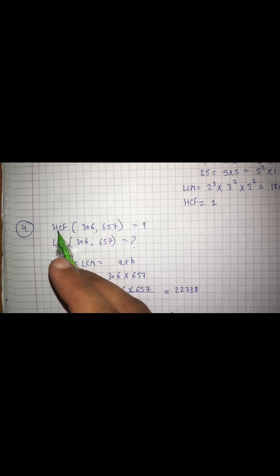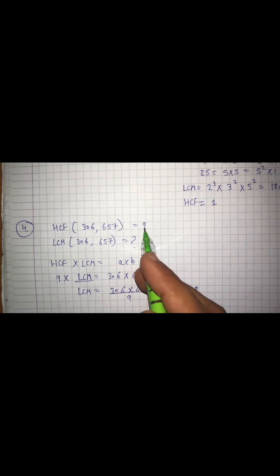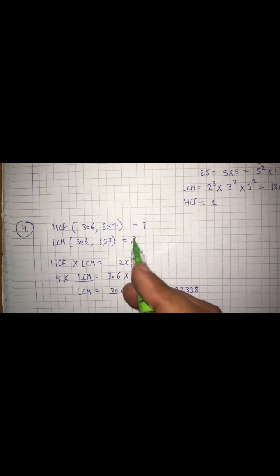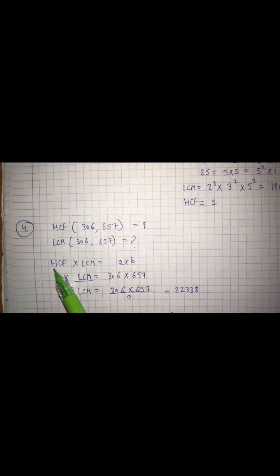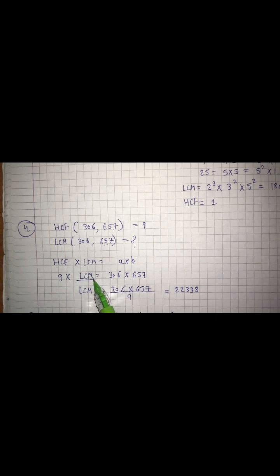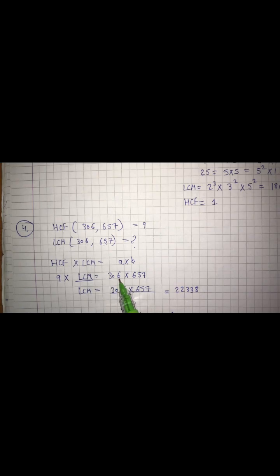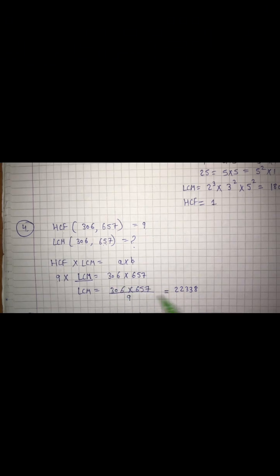Question number 4. HCF of these two numbers is equal to 9. We need to find the LCM of these two numbers. Since we know that the product of HCF and LCM is equal to the product of the given two numbers, HCF is 9, A is 306, and B is 657. For finding LCM, take 9 to the right hand side. Here 9 is multiplied by LCM, so when we take 9 to the right hand side, it divides the product of these two numbers. After solving, we will get 22,338.